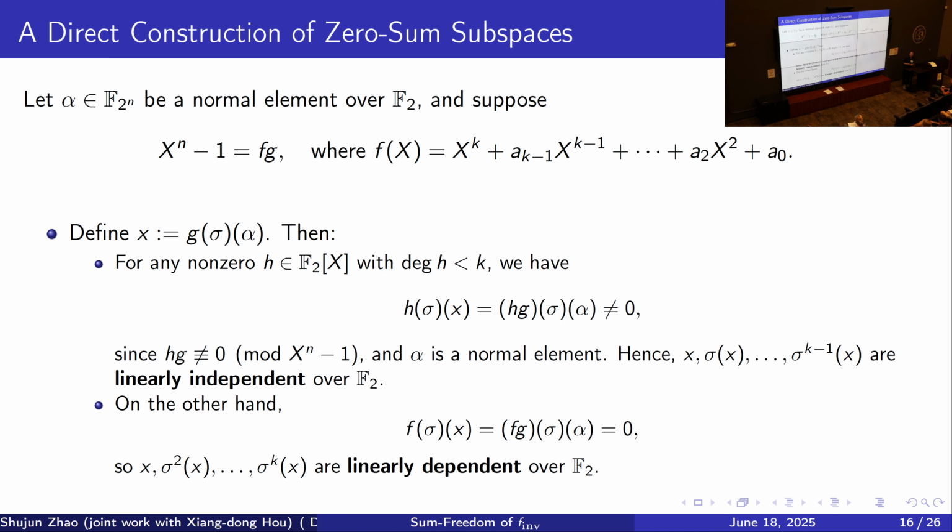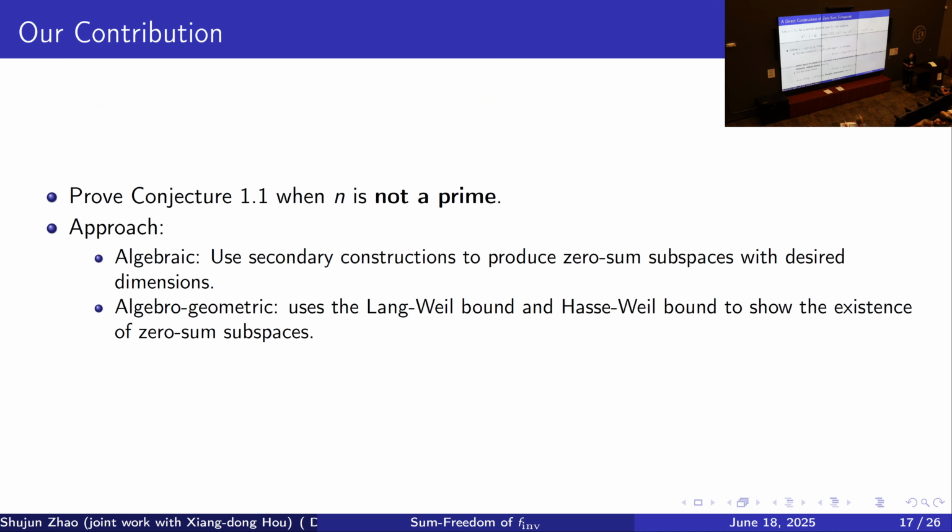Okay, so let's go. We already showed the previous result, two criteria, and the direct way to construct the subspaces. Now let's see what our contribution is. We show that the conjecture is true whenever n is not a prime power. Note that I mentioned before, when n is a prime power, it is rather hard to determine it. And now we show that whenever n is not a prime power, it is true.